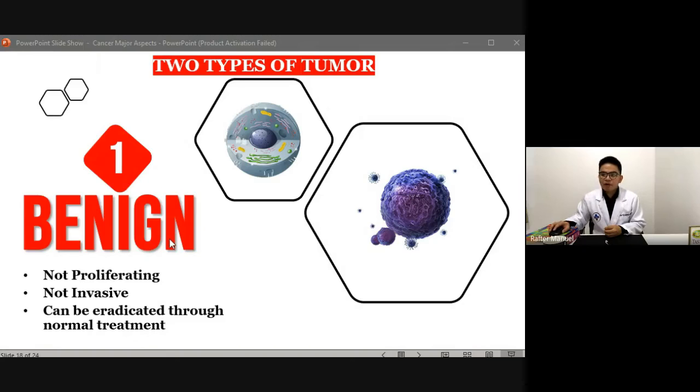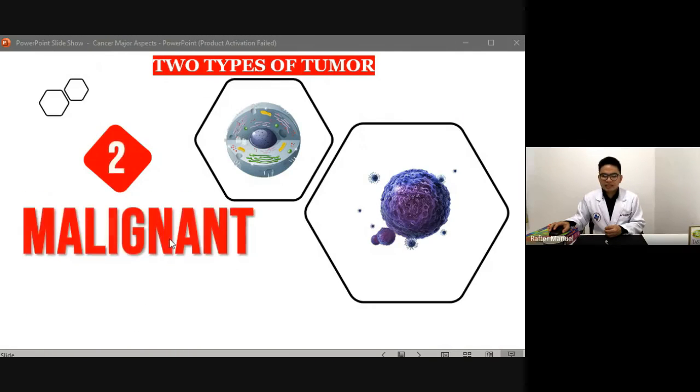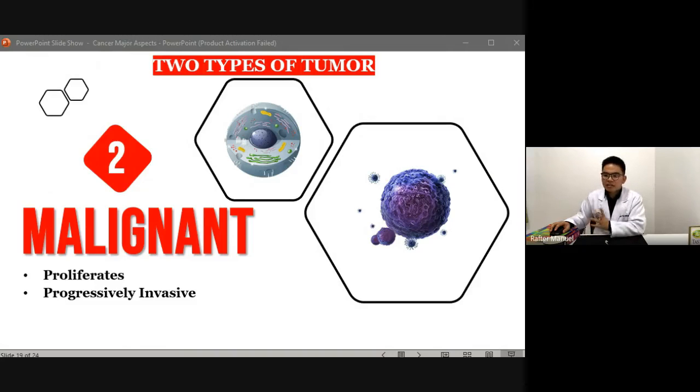The second type of tumor cells is the malignant tumor. They proliferate, they are progressively invasive, and we cannot go against it. Why? Because they are immortal. They can spread to the other regions of your body.